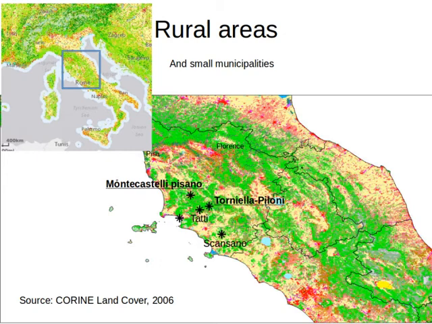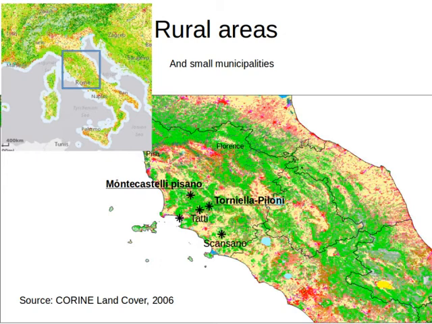So in the larger map, you see Florence here. Rome is actually the red patch in the lower part of the picture. And the area where we are is a very rural area in the hills. And I put here some names. So basically, I'm based in Tornella, Piloni. The other guys are from Monte Castelli, Castelnuovo di Cecina, who send the references. The point is, this is rural.